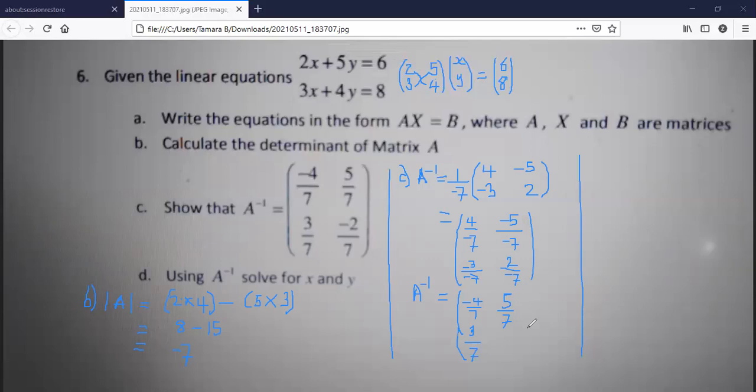And 2 over -7 is the same thing as -2 over 7, since we want all the denominators to be positive. So therefore, we've actually shown that A inverse is -4 over 7, 5 over 7, 3 over 7, and -2 over 7.